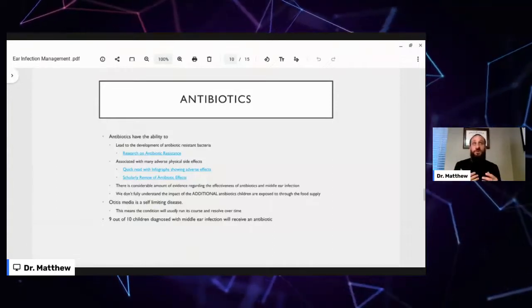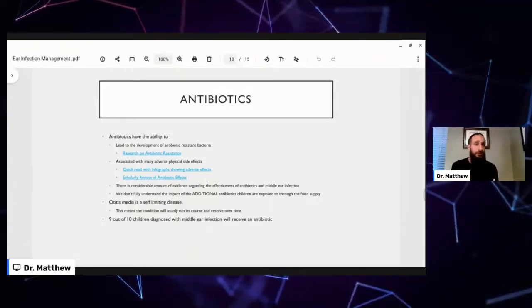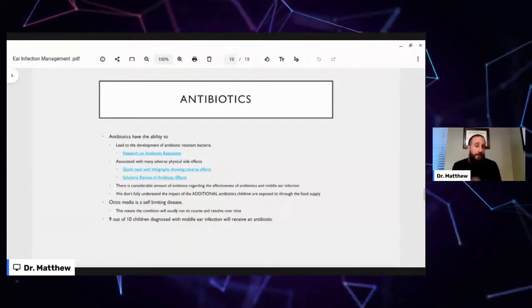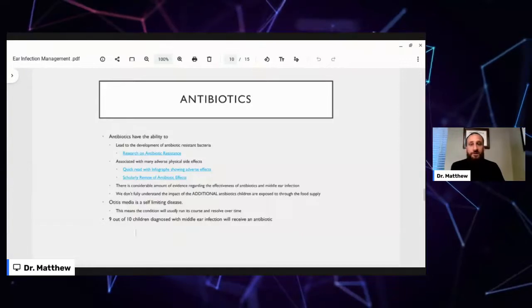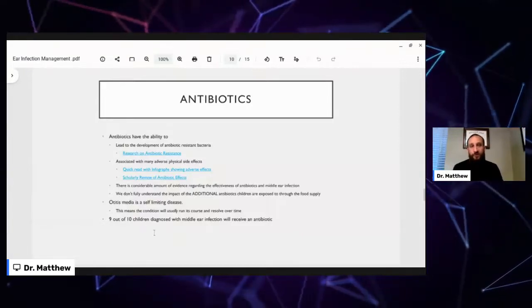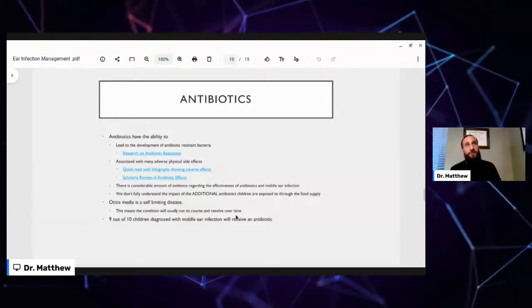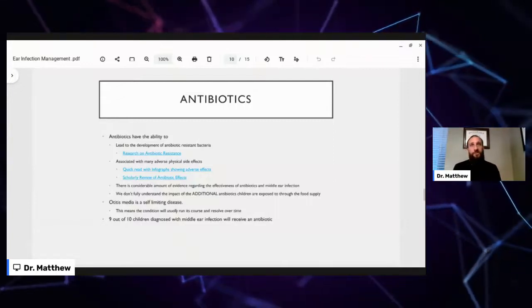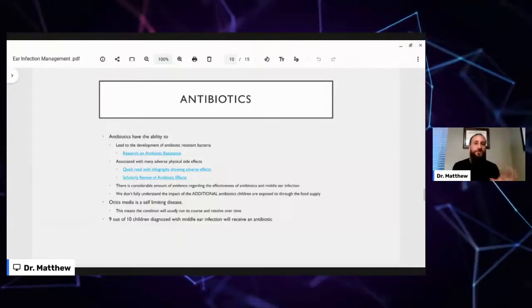Could we have just watched this thing? Could we have used garlic or mullein, or could we have done different things to navigate that? And I don't know. 9 out of 10 children diagnosed with middle ear infections will receive an antibiotic, which is huge. I do believe, of the parents that I've seen in the office, many medical doctors are waiting, but they will often write a prescription just in case.